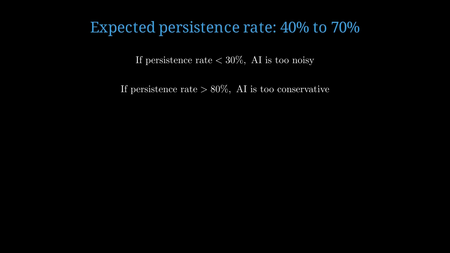What persistence rate should you expect? Typically, 40 to 70% of AI-suggested gaps will survive human verification. If your persistence rate is below 30%, your AI gap detection is too noisy. You need to improve your extraction or gap generation. If your persistence rate is above 80%, your AI is too conservative. You're only finding obvious gaps that any expert would spot.